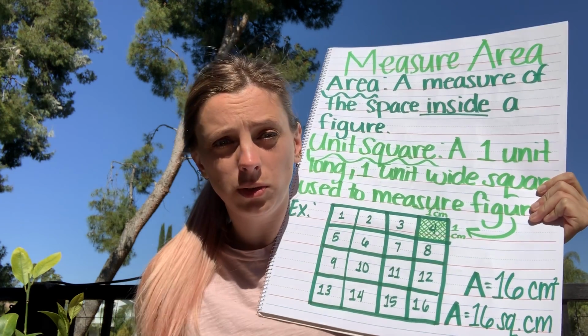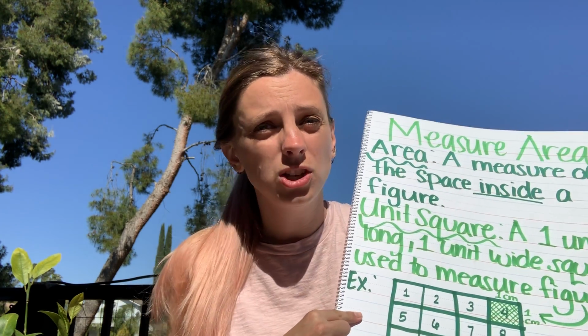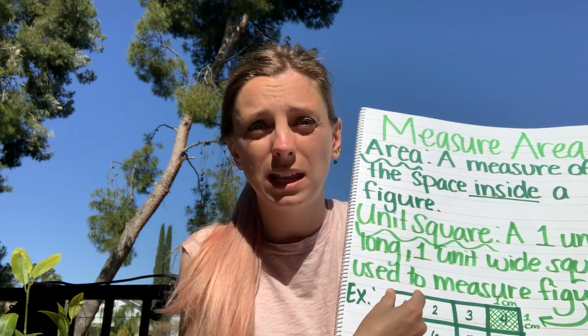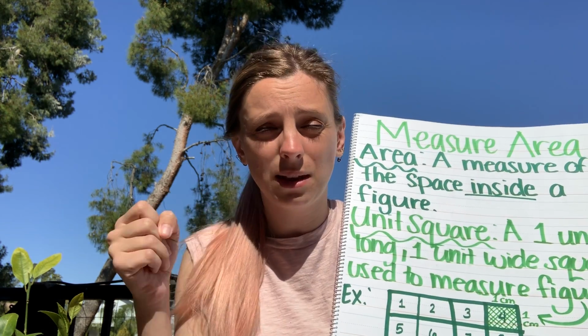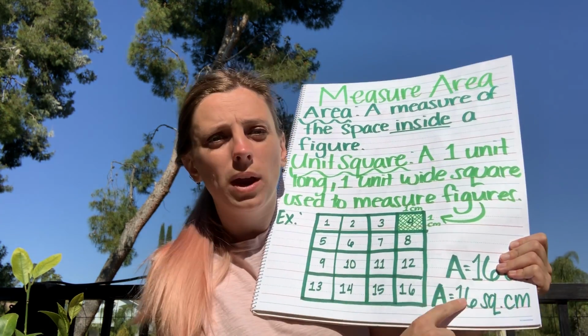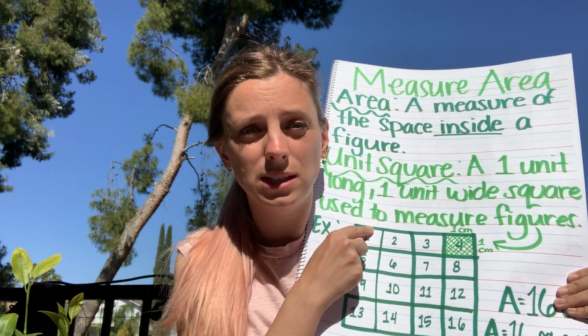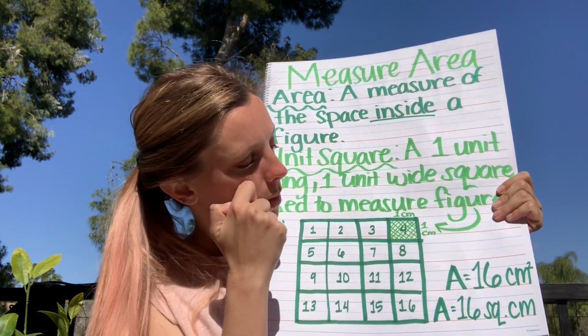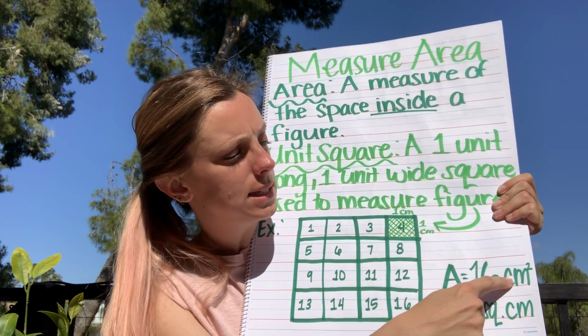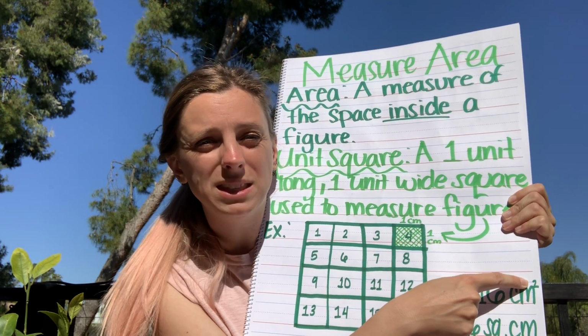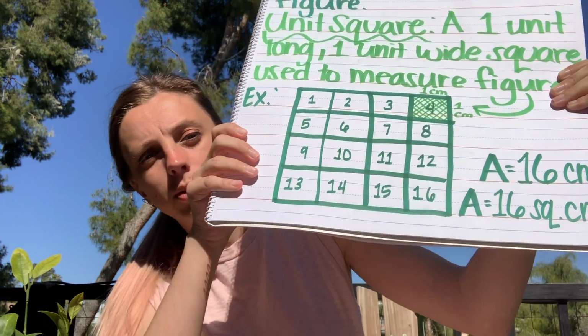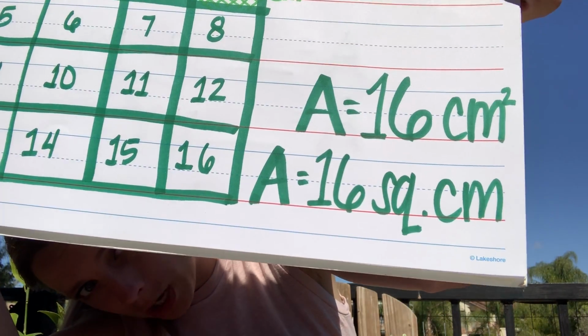Now, when we talk units for area, we call it not just centimeters. If I told you these were 1 centimeter long, we don't just write centimeter. We write square centimeters because it's important to remember that we're measuring these unit squares. Another way that you might see this written is as 16 centimeters squared, which means it has a little 2 in that upper right hand corner, and I'll give you a second to check that out.